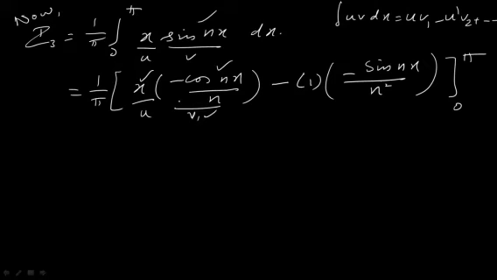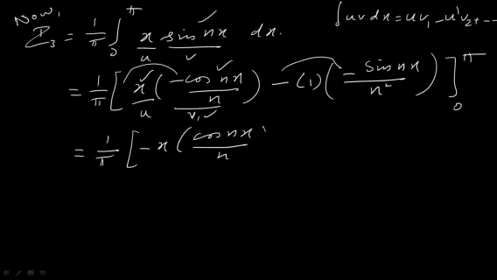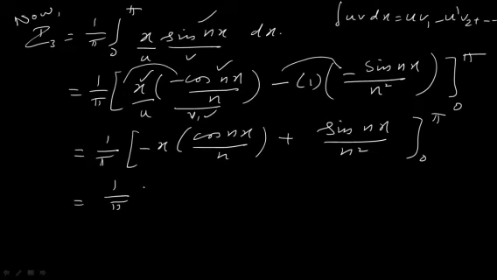Okay. Now let me simplify this. So that is minus and minus becomes positive. Take this minus to the front. So 1 by pi of minus x cos nx divided by n plus sin nx by n square with the limit from 0 to pi. Now let me substitute the limits. So that is equal to 1 by pi, put a big parenthesis. So inside this we have two sub parentheses. One is for upper limit and another one is for lower limit.